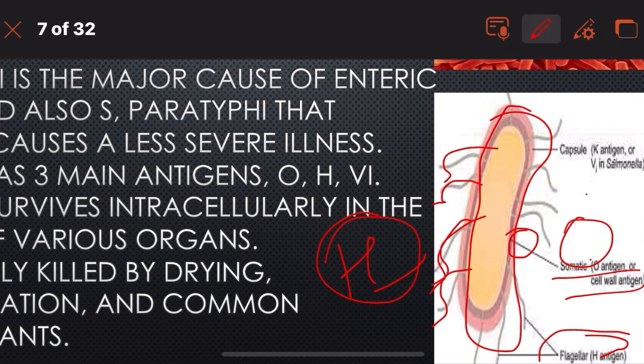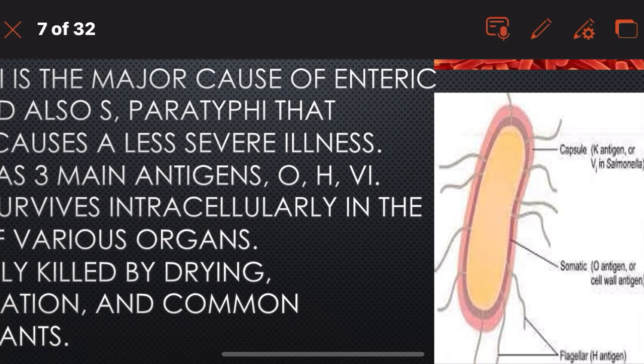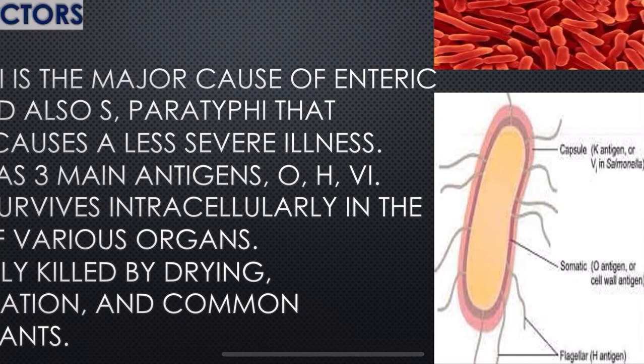And then we have the VI antigen. The VI antigens are the capsular antigens, meaning it is located on the surface of the bacterial capsule. It is seen on the capsule; this is the cell wall, and this is the capsule. VI is the capsule antigen. VI antigen is located on the surface of the bacterial capsule.